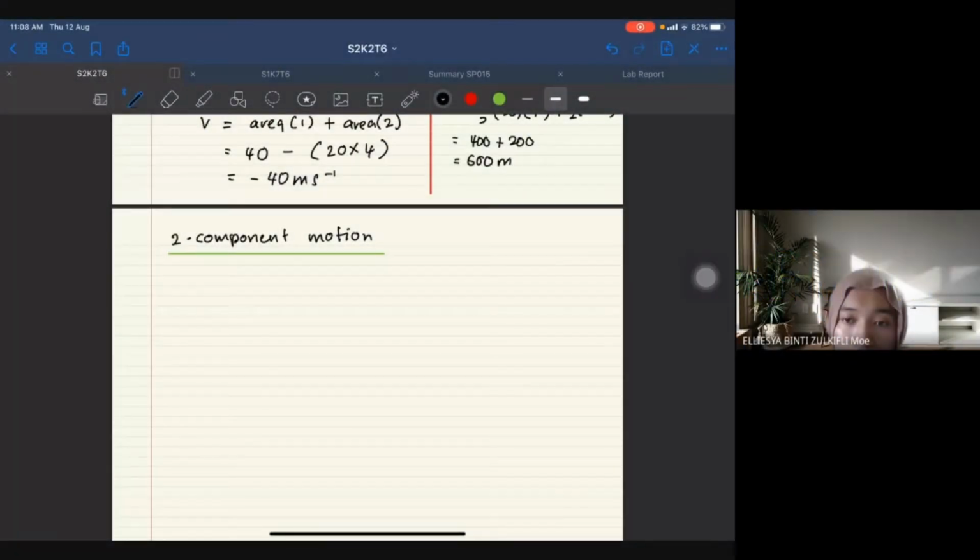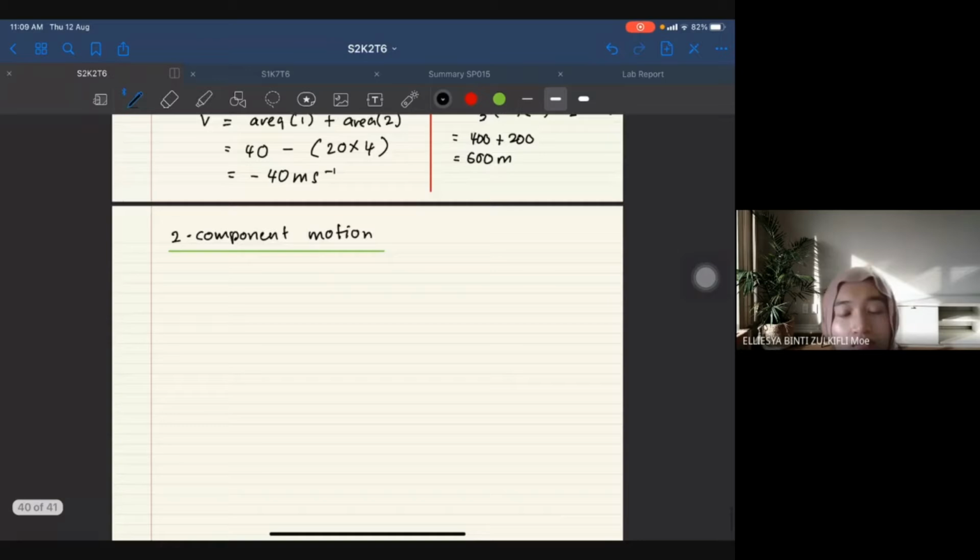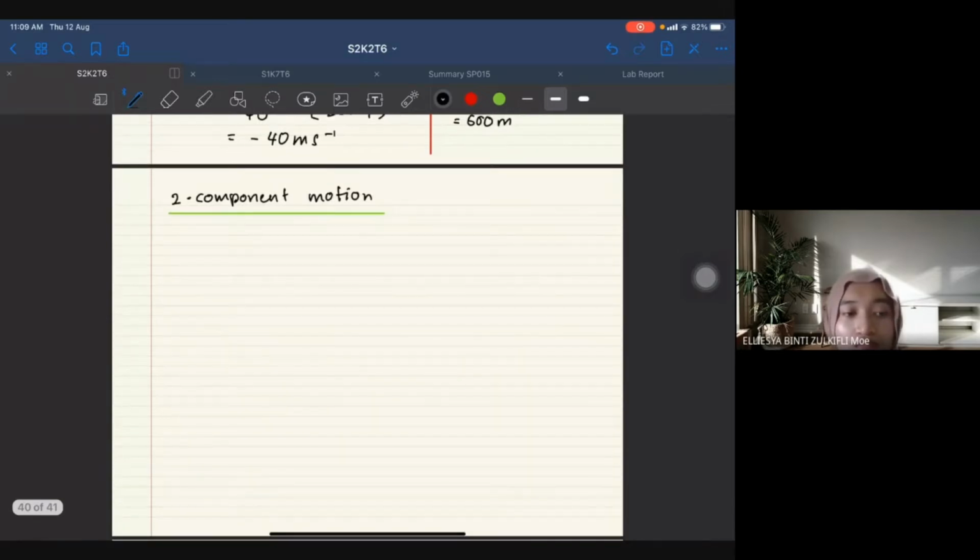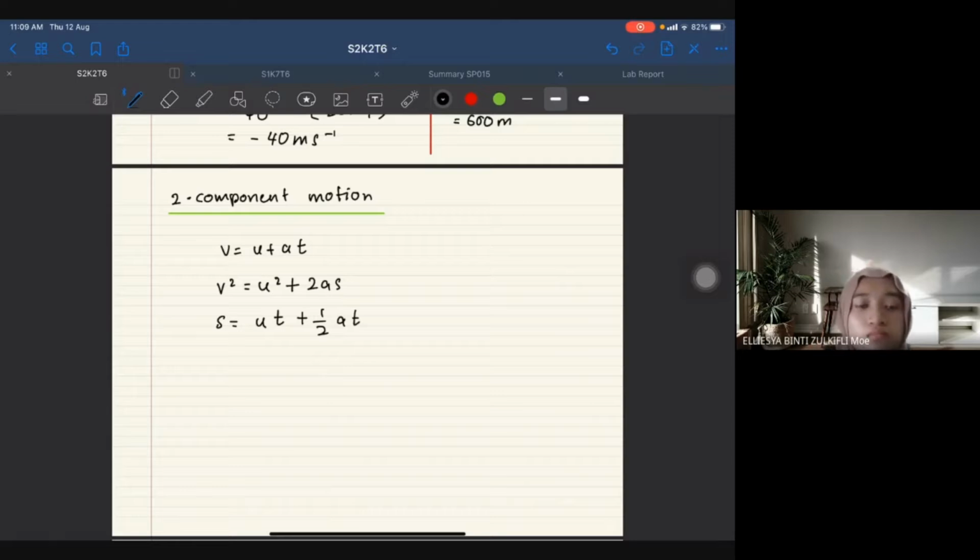Okay, so previously we have the three main equations. V equals to U plus AT, V square equals to U square plus 2AS, S equals to UT plus half AT square. Again, you don't have to memorize this, but if you can, it should be okay.